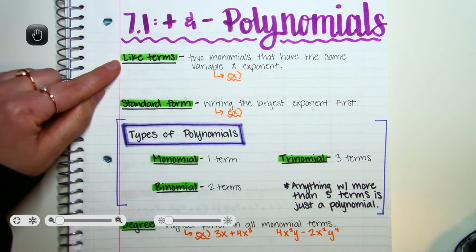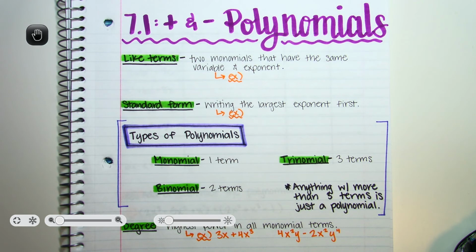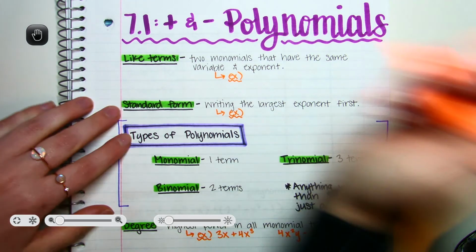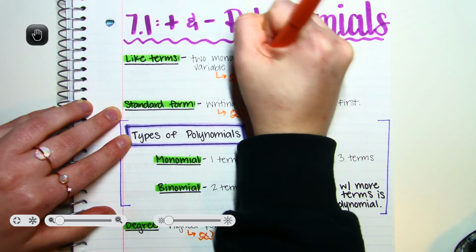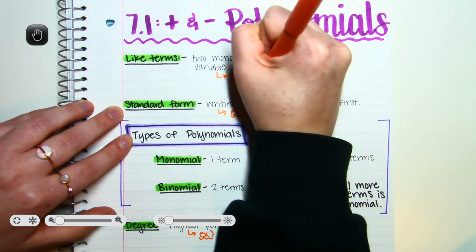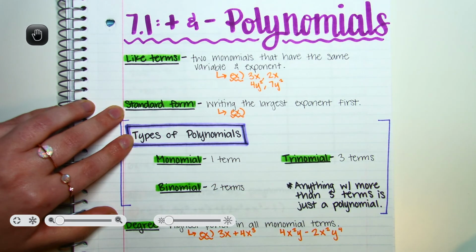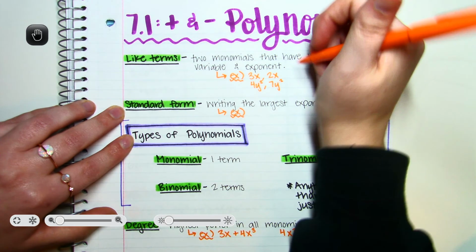So first up is like terms. This is when two monomials have the same variable and exponent, and we'll go over what a monomial is in just a minute. But some examples of like terms would be 3x and 2x. Those are like terms because they both have just an x. Or another example would be 4y squared and 7y squared. These are both a y squared term, so they are like terms.